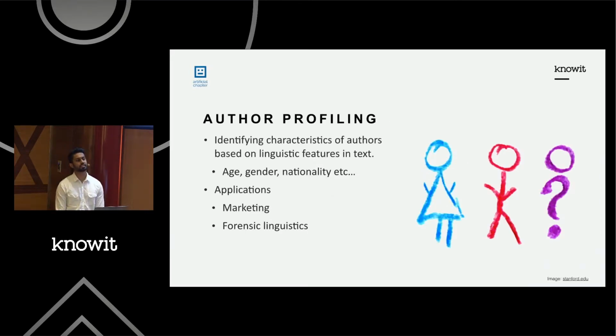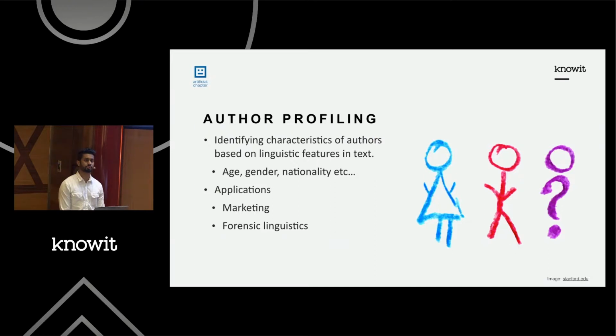Now, author profiling is about identifying characteristics of authors, like age, gender, nationality, and other things, based on linguistic features found in the text they write. There are several applications, like, for instance, marketing, where it can be useful for companies to identify the different types of people who like or dislike their products or services based on, for example, articles or reviews.